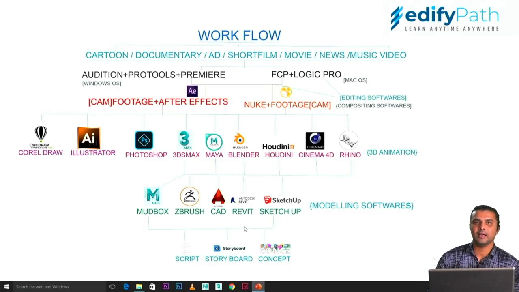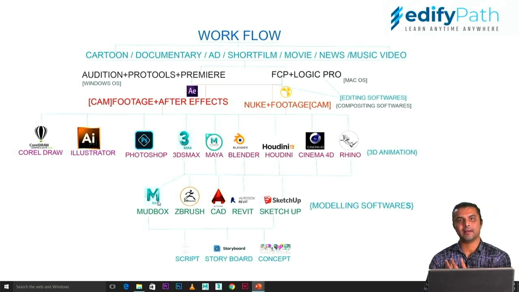For example, if a project comes to you, first you need to prepare a storyboard, then later on it goes to the next level where you build 3D models and characters and everything, where all those characters are made in software like Mudbox, ZBrush, CAD, Revit and SketchUp. From there it goes to a rendering engine like 3ds Max, Maya, Blender, Houdini, Cinema 4D and Rhino. All these are 3D softwares with render engines, where I'll tell you what is rendering and other things in the next session. For now, let us take Photoshop.